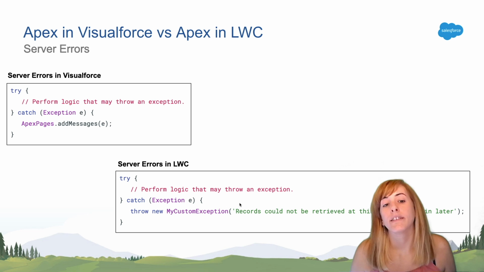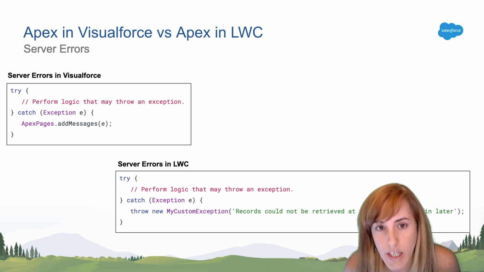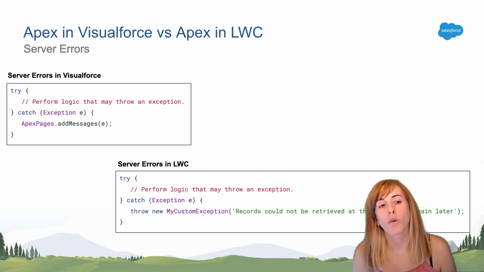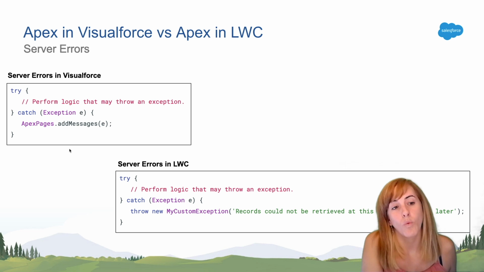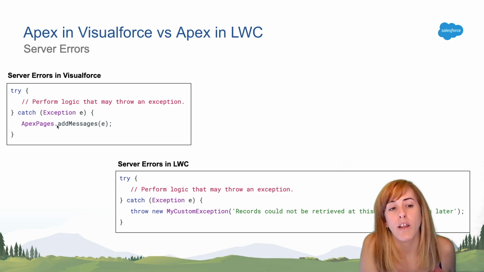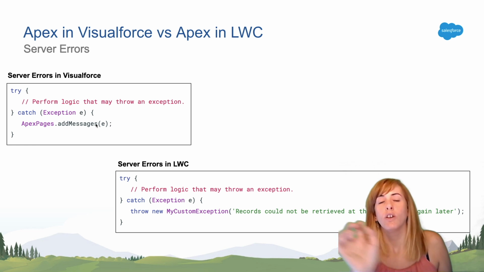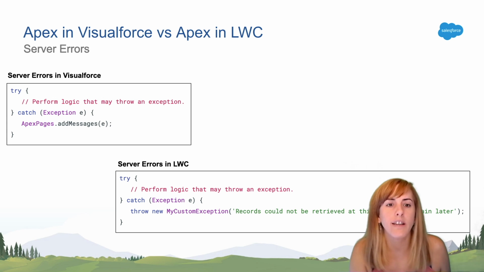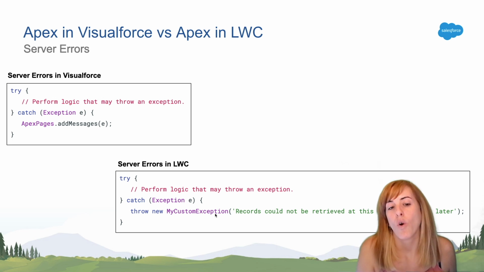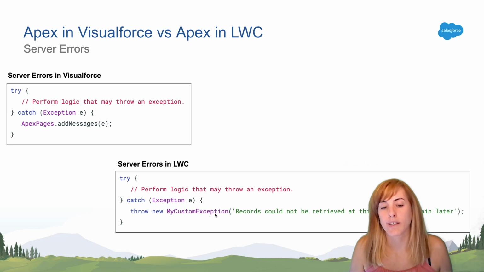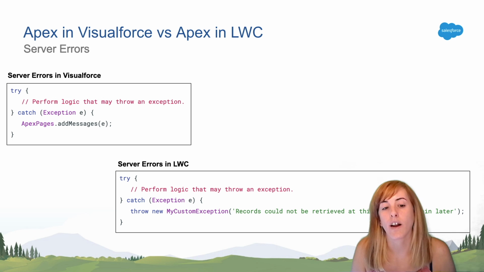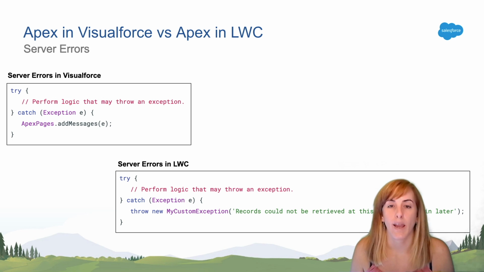Okay, and the last thing I wanted to tell you about Apex in Visualforce against Apex in Lightning Web Components is that while in Visualforce you normally use Apex page messages to add messages to the page and have proper error handling, in Lightning Web Components you have to either let your exceptions arrive at the controller or throw a custom exception or one of the exceptions that are available in Apex.